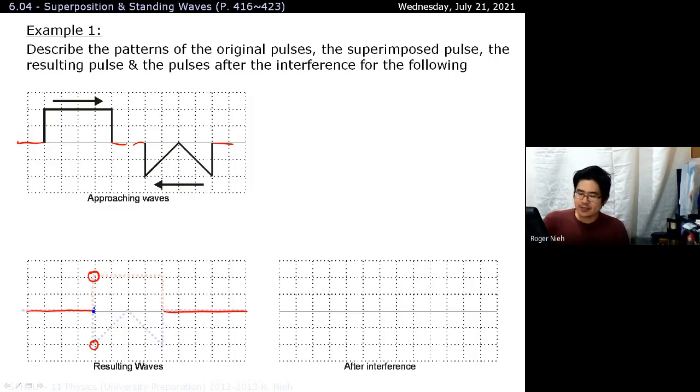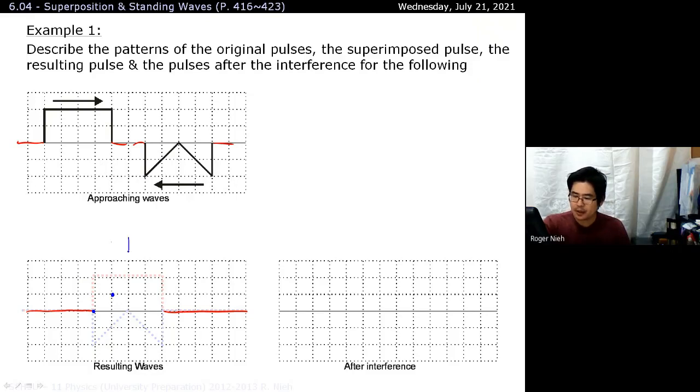I guess the easiest points to look at are the grid marks. For this grid location over here, you can see that the red wave has a value of +2, and the blue wave has a value of -1. And 2 plus -1 gives you +1. So at that point, the value will be denoted by that blue dot that I've drawn over there.